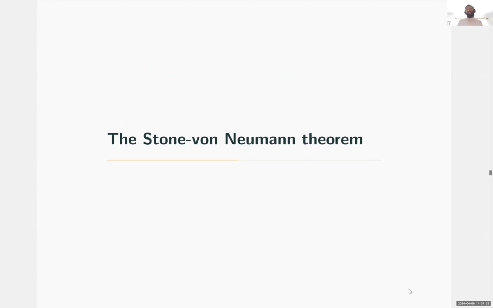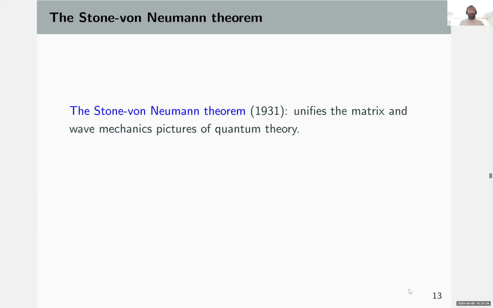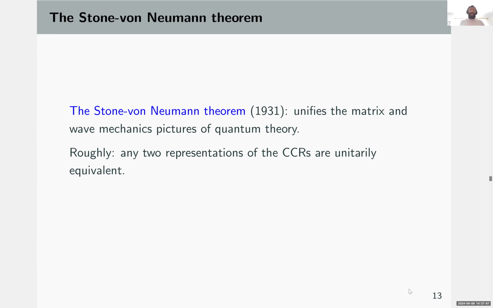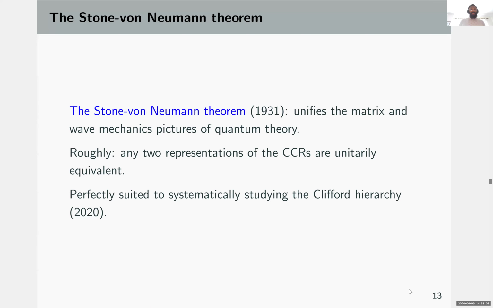The von Neumann theorem is a foundational result of quantum theory, originally meant to unify the matrix and wave mechanics pictures of quantum theory. Okay, so there were originally 2 different mathematical formalisms, and everybody was wondering why are there 2 different formalisms of quantum theory that give the same predictions. And Stone and von Neumann basically proved that they're actually representing the same theory, the maths are the same. And roughly it's saying that any 2 representations of the canonical commutation relations are unitarily equivalent. So matrix and wave mechanics both manifest the canonical commutation relations, so they're actually the same.